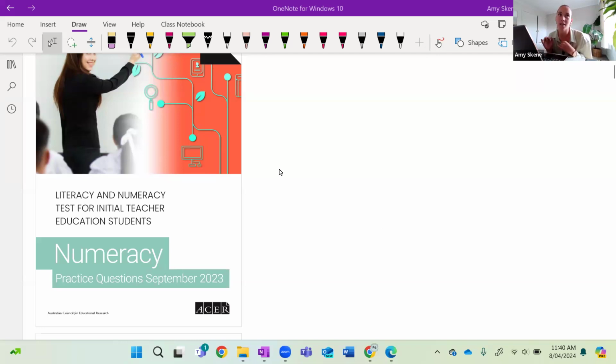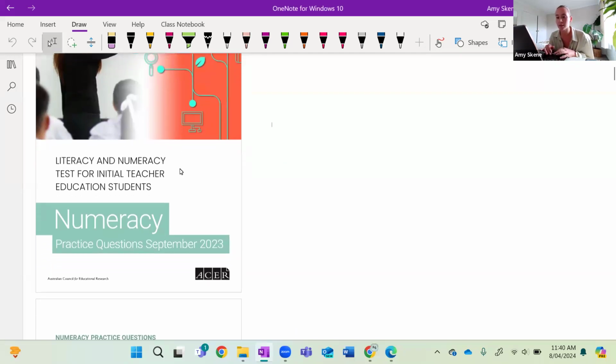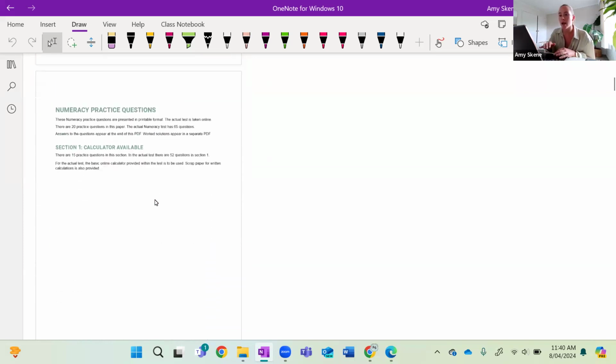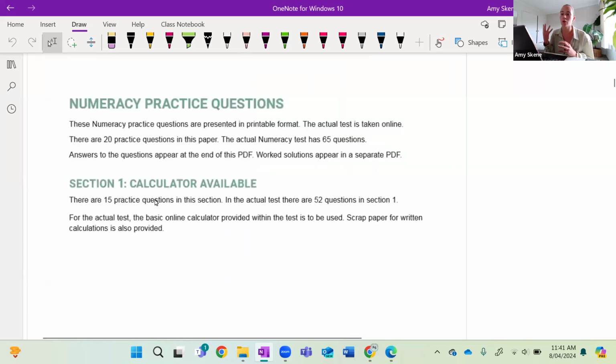They do provide the answers on this website. However, I'll just talk through them if it's any benefit to you. So you can access this on the LANTITE website. And in this little book, there are 20 practice questions, and the actual numeracy test will have 65 questions.